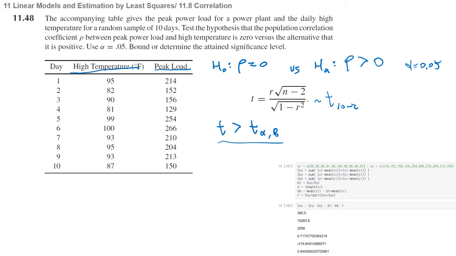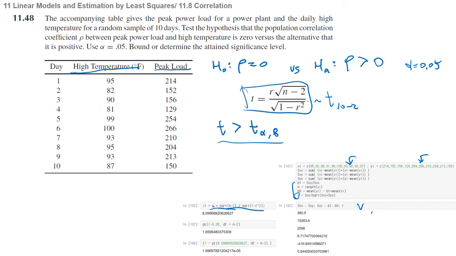So we put in the data for x, and we also put in the data for y, and then we calculate the sums of squares Sxx, Sxy, and Syy, and also we calculate beta 1 hat, beta 0 hat, and r. And after calculating these values, we calculate the test statistic, which is r times the square root of n minus 2 divided by the square root of 1 minus r squared. The value for t is 8.099, and this is greater than our threshold, which is 1.859.